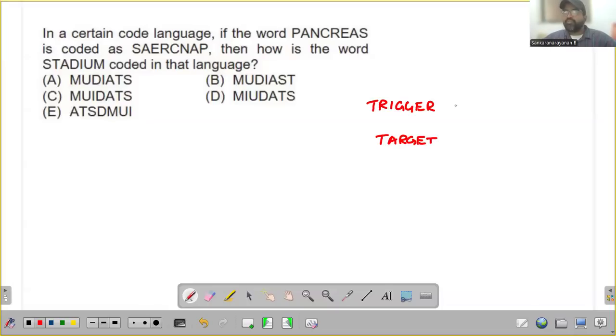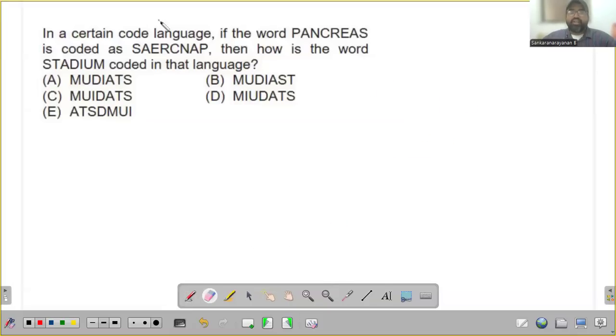I use these two technical words. The trigger helps you to understand the coding technique. You try to understand the coding technique by applying the various possibilities, the possible ways. And the moment you understand with what logic the coding has happened in the trigger, you apply that same logic to this target and see whether it is working here. Look at the options and then select your answer choice.